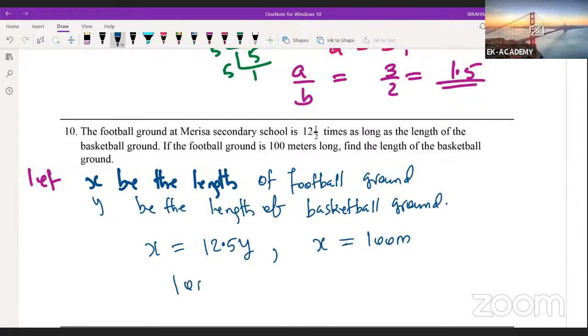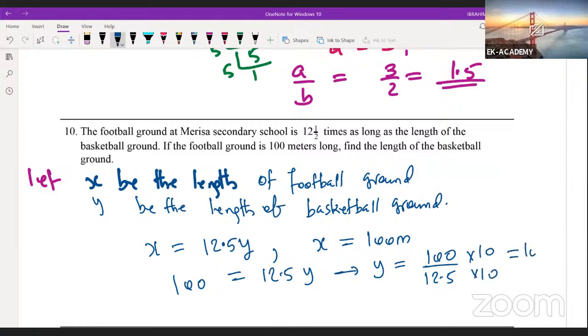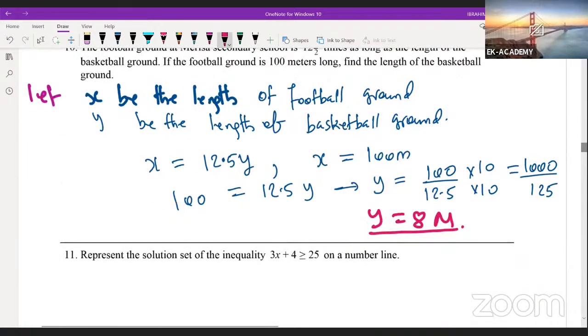So it means I'm going to say 100 equals 12.5 Y. The value of Y will be 100 over 12.5 multiplied by 10 to remove decimal places. So you get 1,000 divided by 125. And when you divide these numbers, you are getting actually 8. So Y will be 8 meters. So the length of the basketball ground is 8 meters.